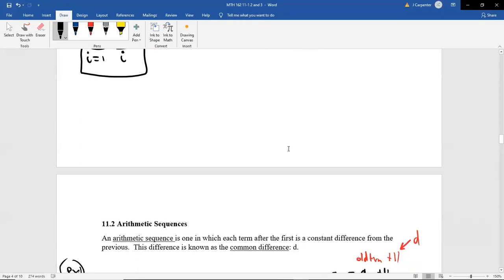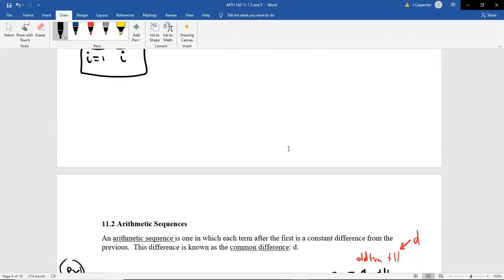11.2, the arithmetic sequence. An arithmetic sequence is one in which each term after the first is a constant difference from the previous. This constant difference we tend to call a common difference, and it tends to be denoted with the letter d. Does it have to be the letter d? No. In difference, you might think, oh, so we're subtracting these. There's a subtraction to get the d. You take the next term minus the previous term, but all we're saying here is you just keep adding the same thing over and over and over. You just take the previous term and add 10, or take the previous term and add 5.